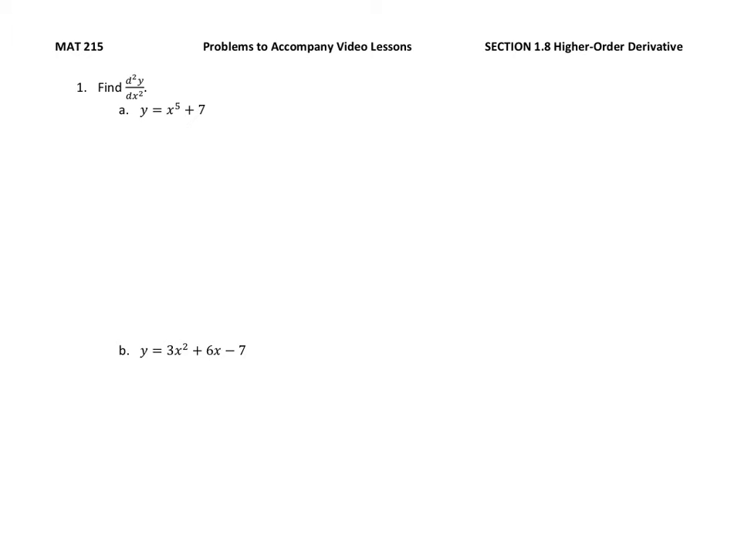Let's find the second derivative of the function y equals x to the fifth plus 7. So first we need to find the first derivative, which is dy dx. Using the power rule, looks like 5x to the fourth. Now the second derivative then, using the power rule, is going to be 20x cubed. So to find the second derivative, we're taking the derivative of the first derivative.